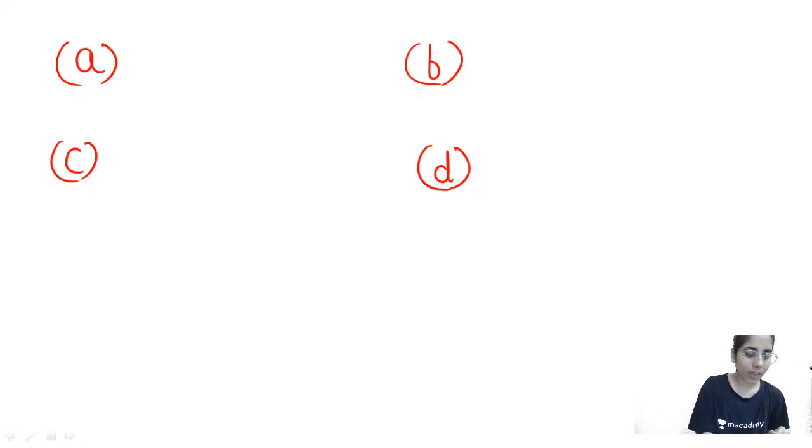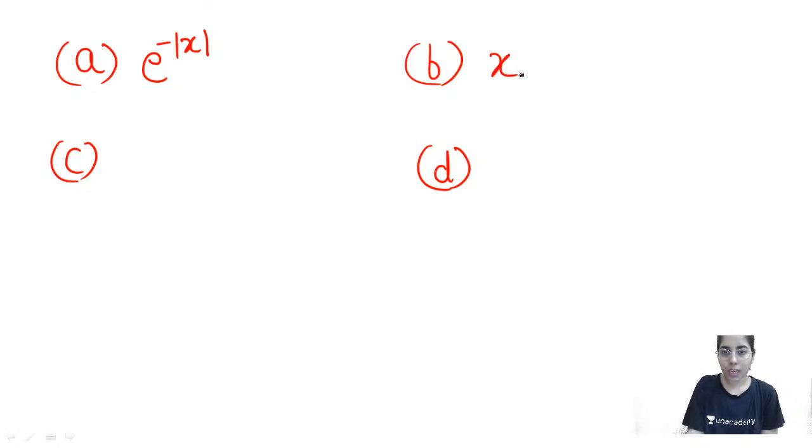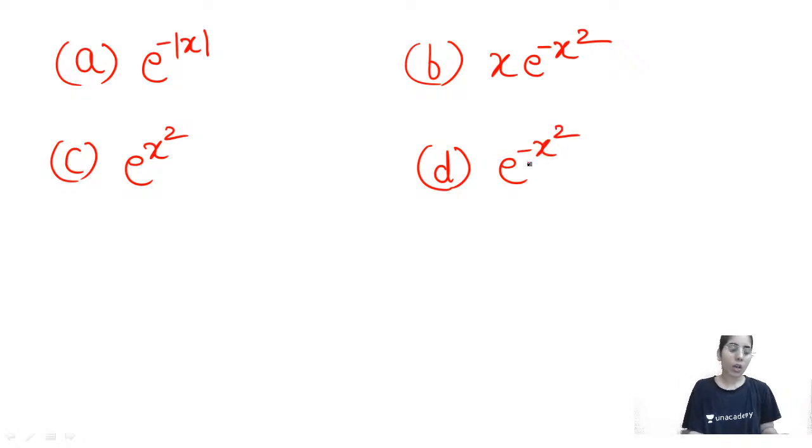Here now I'm going to give you 4 options. Option A is e to the power minus mod x, and option B is x e to the power minus x square. Option C is e to the power x square. Option D is e to the power minus x square. Clear? Now we need to check whether for all these functions we can find the Fourier transform, or is there any function for which we can't find the Fourier transform.